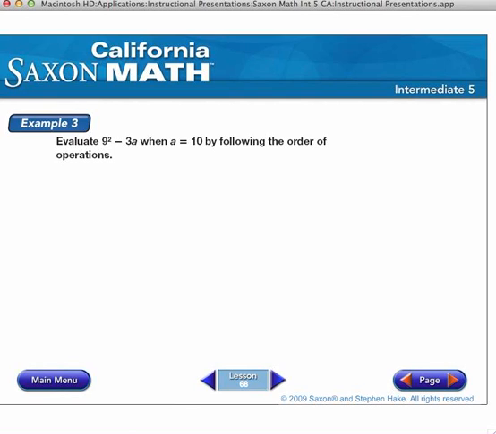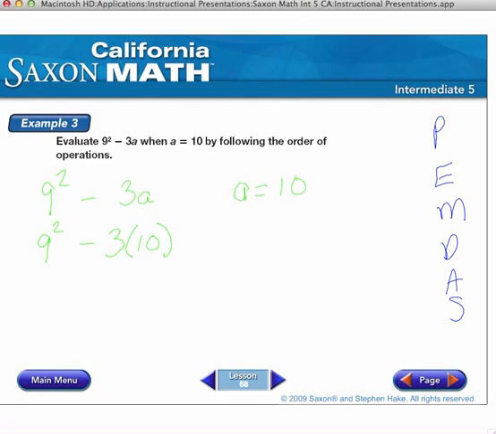Okay, evaluate 9 squared minus 3a when a equals 10. So just to review, I'm going to write my PEMDAS over here because mine got erased. And I start with the original problem. 9 squared minus 3a, and then leaving a space, a equals 10. So now I'm going to rewrite the problem, substituting 10 for a. 9 squared minus 3. And now since this is a multiplication, I'm going to put the 10 in parentheses to indicate that this is still multiplication. Not 310, but 3 times 10.